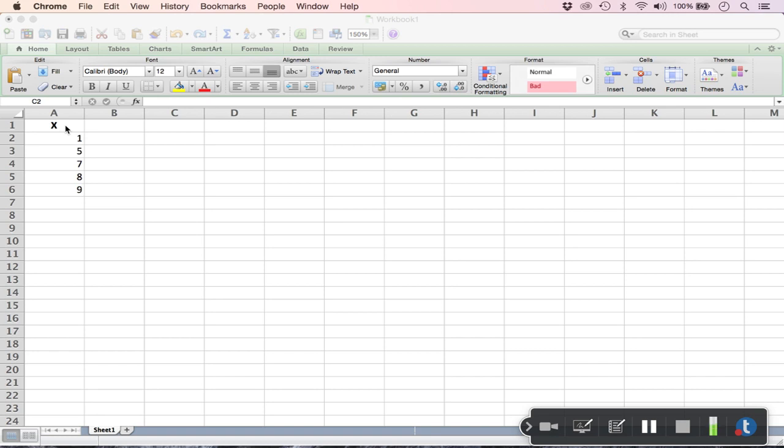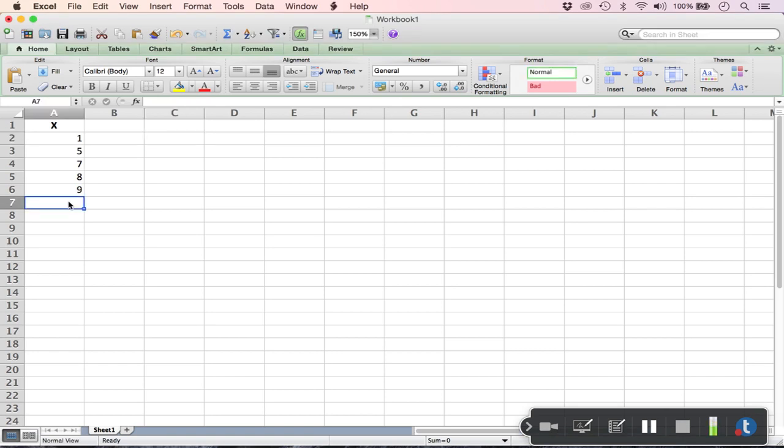So here in column A, you can see we have variable X. It can be whatever you imagine it to be. It could be a happiness score, number of beers someone drank, anything you can imagine. So we'll just label it X, and you can see that we have 5 people that are in our sample. And they have a score of 1, 5, 7, 8, and 9.